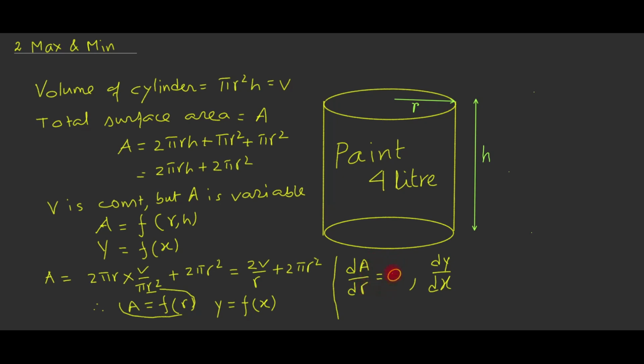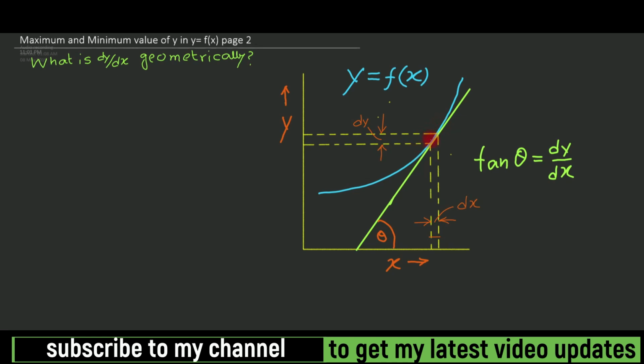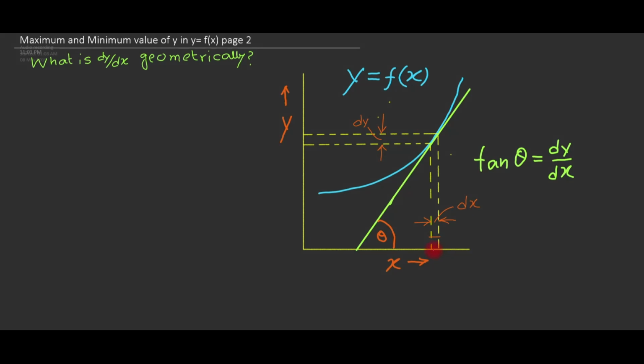To understand why dA by dr should be 0, we'll have to first understand the basic meaning of dy by dx. I have drawn here y as a function of x. This is the curve representing y as a function of x. We will understand what exactly dy by dx is. On the graph y versus x, this is a point with coordinates x, y. dx, which represents a small increment in the value of x, is this much, and dy, which represents a small increment in the value of y, is this much.